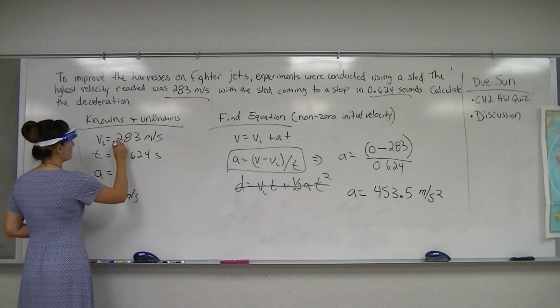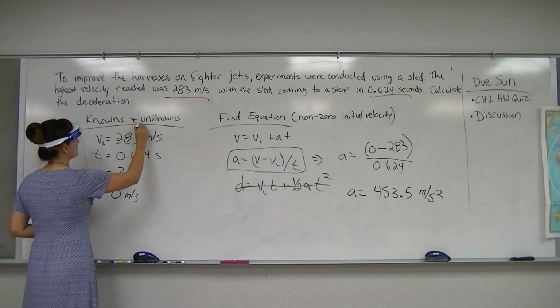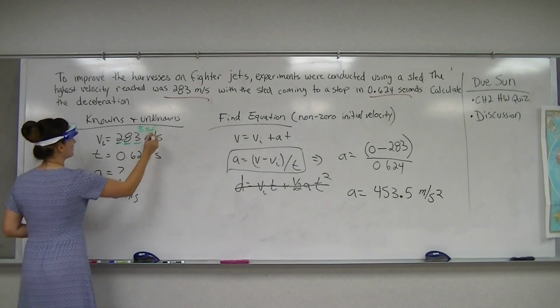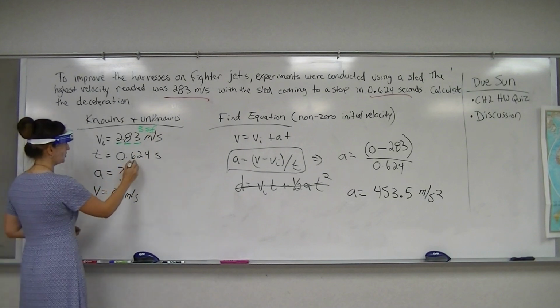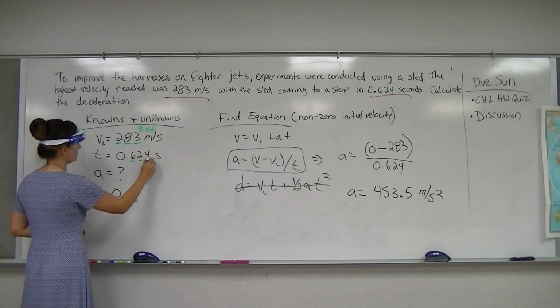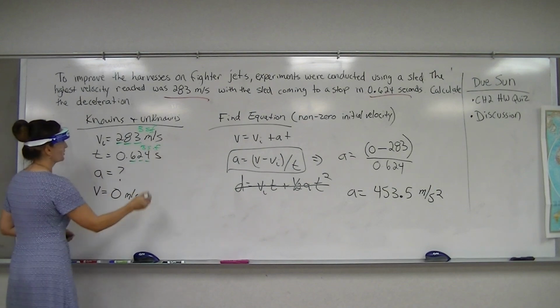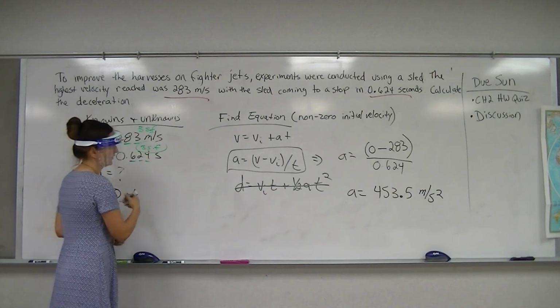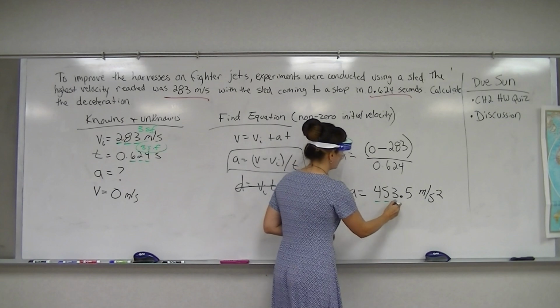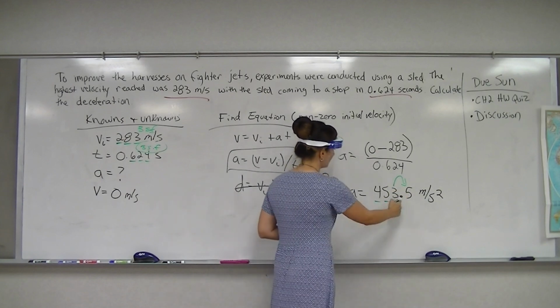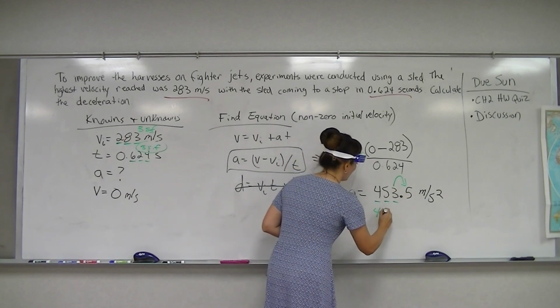So 283, we count how many sig figs in that number. There are 3. Time was also given to us. This first 0 doesn't count, so 3 again. So same, we want 3 in our answer. 1, 2, 3. Is that going to stay a 3 or go up? Go up to a 4.